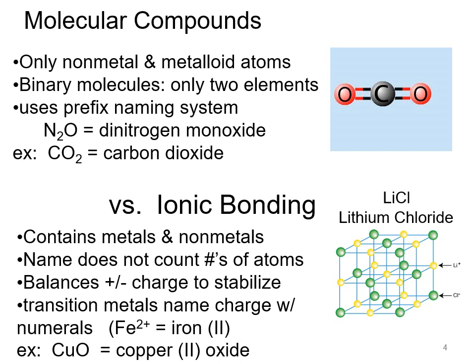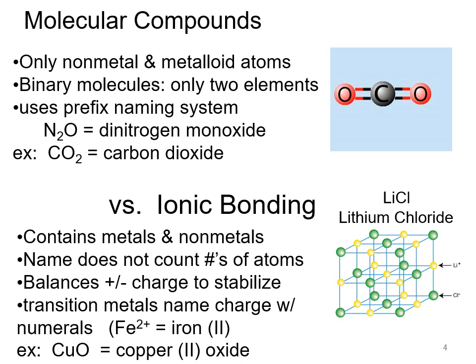Now, the naming systems for these are completely different. You have to keep track of that binary molecules are molecules. They're what you think of as molecules. And as such, we are going to describe them with prefixes. What does the total formula look like? Carbon dioxide, 1 carbon, 2 oxygens.